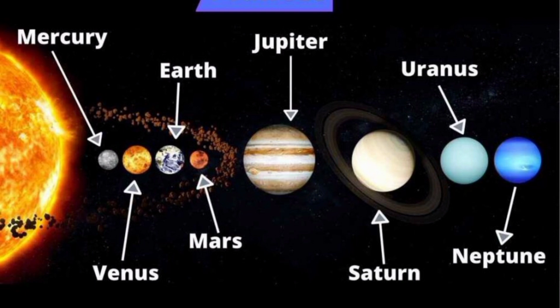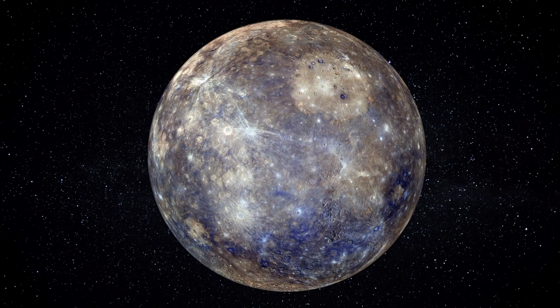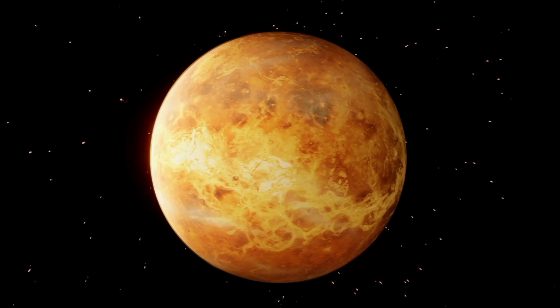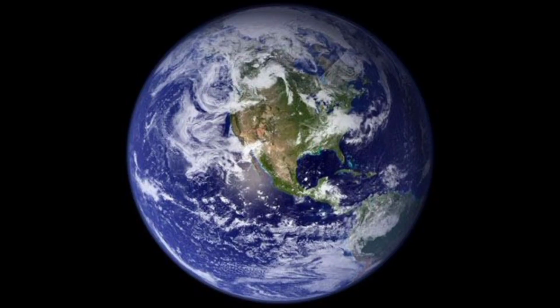Now some information about the planets, their orbit and spin on axis. First, Mercury. One orbit around the sun is 88 days. One spin on axis is 59 days. Venus. One orbit around the sun is 255 days, and one spin on axis is 243 days. Next, Earth. One orbit around the sun is 365 days. One spin on axis is 1 day. And the number of moons is 1.